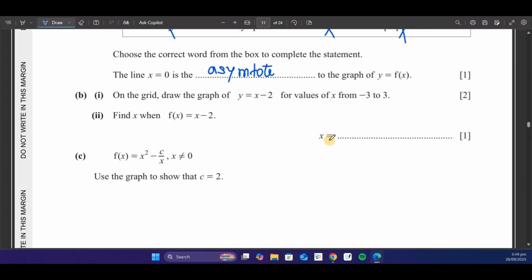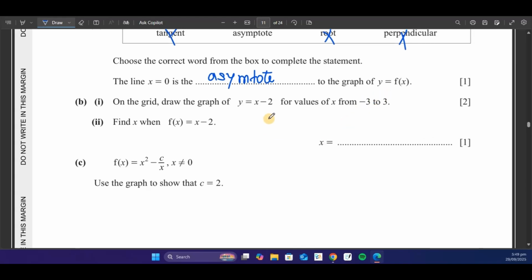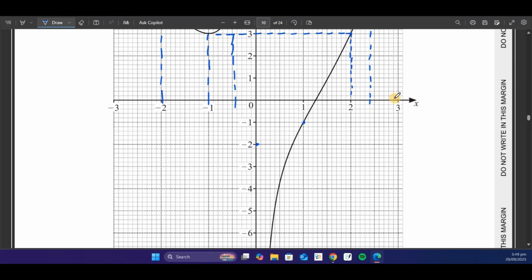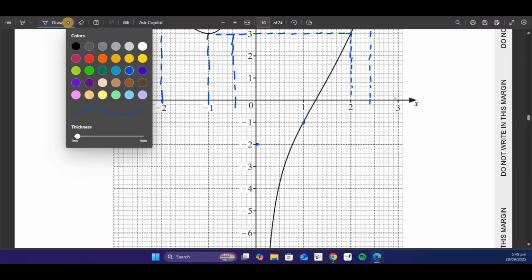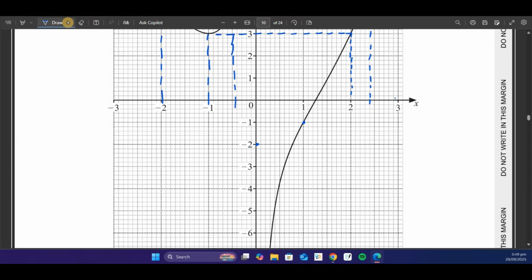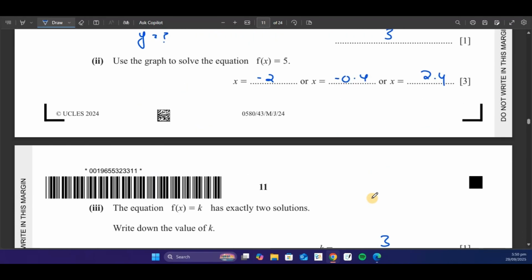y equals x minus 2. So we're just gonna put these values in here. So minus 3 minus 2 is minus 5, and 3 minus 2 will be 1. And we would just draw a line from there to there. Something similar to this, because minus 2 is our y-intercept. Alright, perfect.